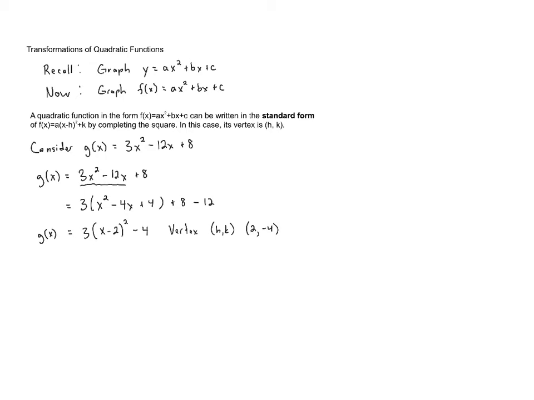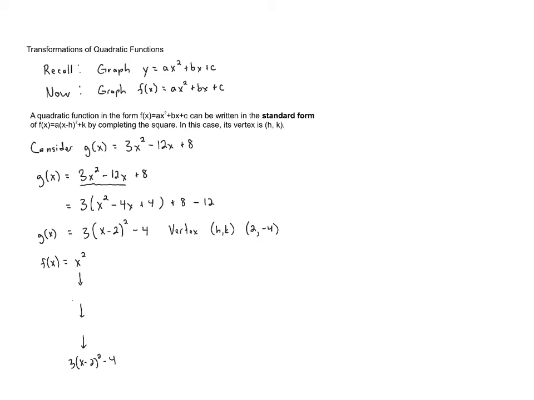Now, I just told you that this is the vertex. I didn't explain why it is. So what we're going to do is talk about how we can get this as a transformation of f of x equals x squared. And we're going to see that this is exactly where the vertex goes. So I want to look at f of x equals x squared. And as we've done before, I want to see what series of transformations we can make to turn this into our 3 times (x minus 2) squared minus 4.